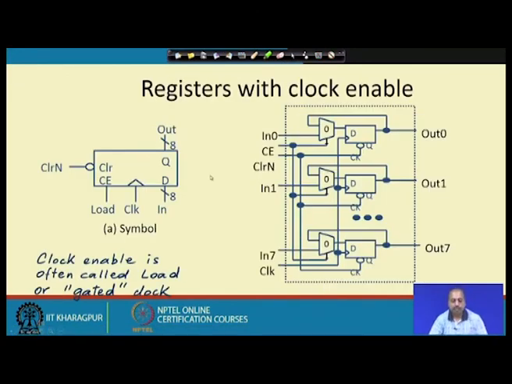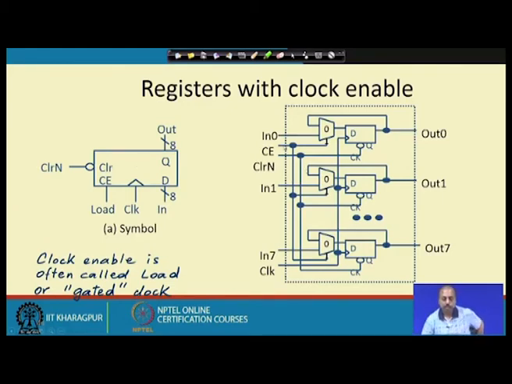We can have registers with clock enable, like so. Here we have the clock, and clock enable is often called load or the gated clock. The clock signal is given, but until and unless this load signal is also given, the value that is coming on this D will not be stored into this register. So, this design is shown here.